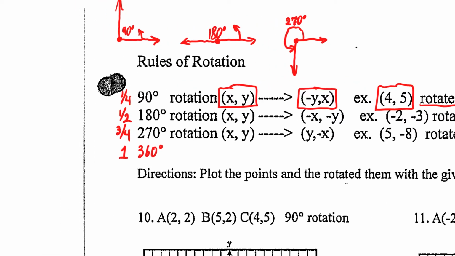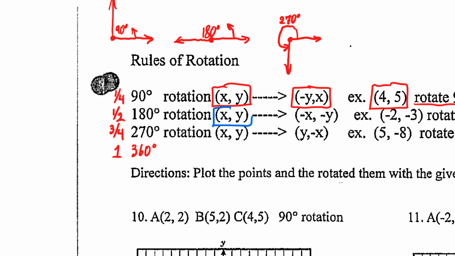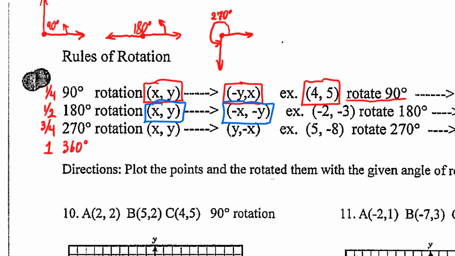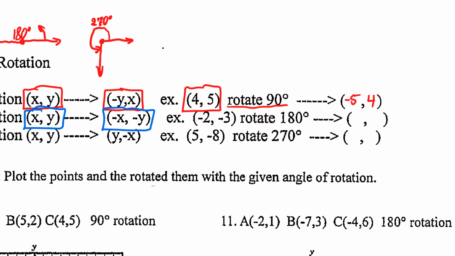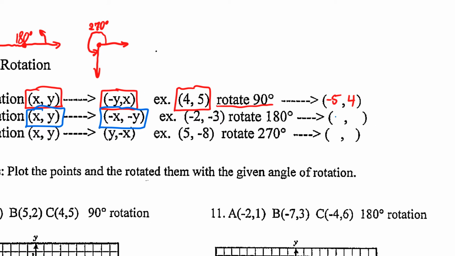Okay, 180-degree rotation. On this, the (x, y) just turns into (negative x, negative y). So you don't switch the numbers, you just change the sign. What's going to happen to (negative 2, negative 3)? It's just going to become (positive 2, positive 3). You just change the signs.